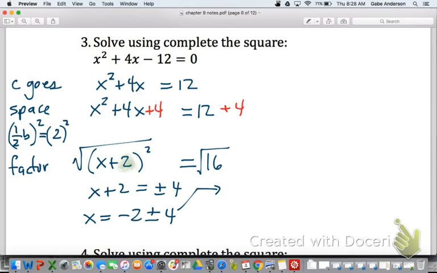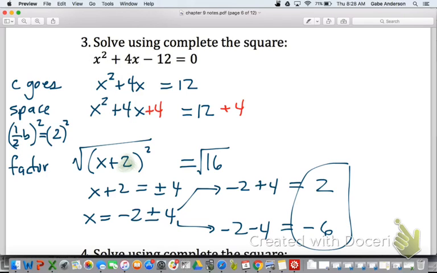So here would be my two paths I could take with the plus minus. Negative 2 plus 4 or negative 2 minus 4. This gives me 2. This gives me negative 6. And aren't those the same answers we got when we factored? Does that make sense? It's a pretty complicated process at this point in the game.